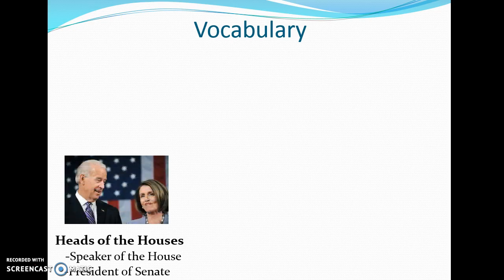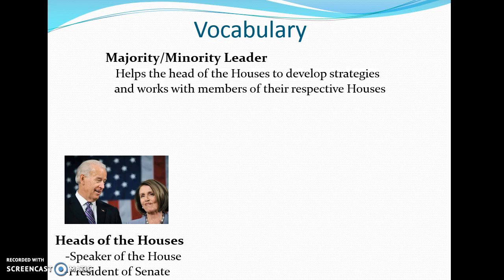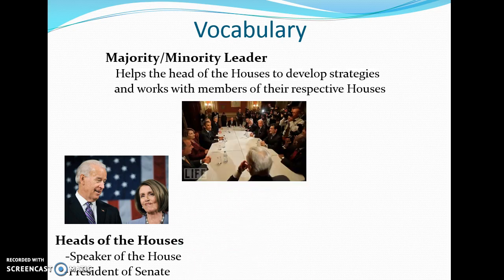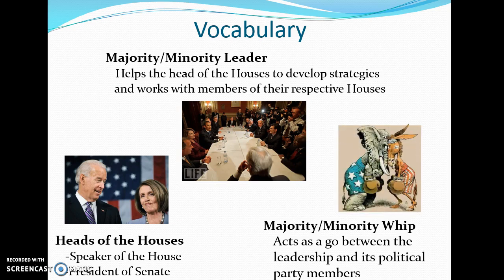The heads of the chambers are the Speaker of the House and the President of the Senate. The President of the Senate is the Vice President. You have the majority and minority leaders. Those are the people who develop the strategies for their particular houses and how their party should vote. And then you have the majority and the minority whip. What they do is they make sure that everybody in their party votes along party lines. So they're in charge of getting everybody on the same page. The majority and minority leaders decide the direction Congress is going, and then the whip gets everybody in order.